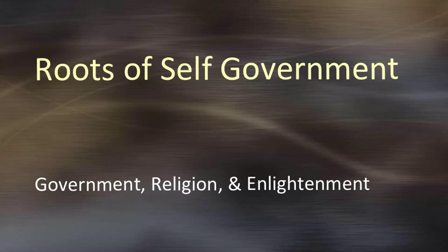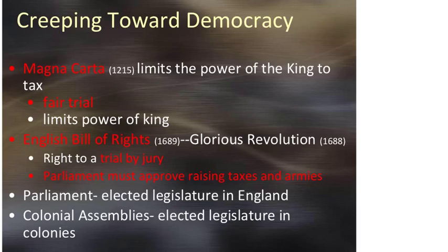Okay, today we're going to look at the roots of self-government. And there's really three different areas that we're going to look at. We're going to look at the English government and their traditions that have been passed down to the colonies. We're going to look at the First Great Awakening, and then we're going to look at the Enlightenment. So let's get started.